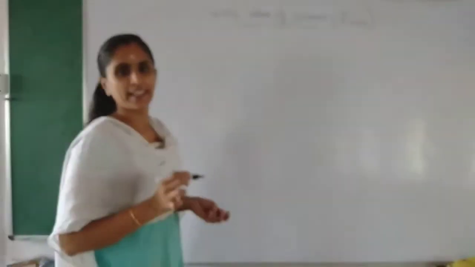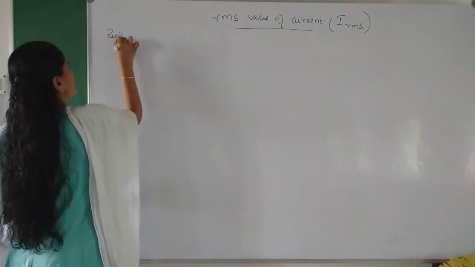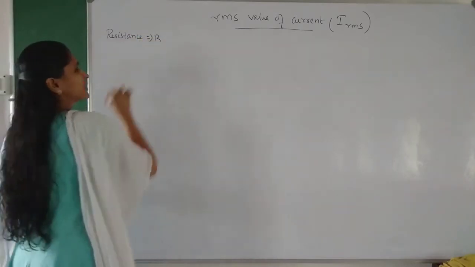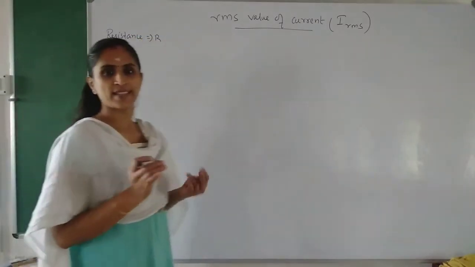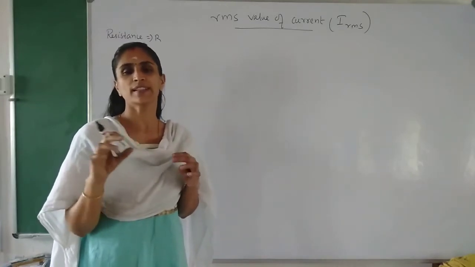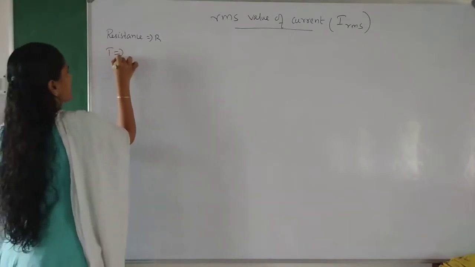So we are considering a resistor. The resistance is R. In that resistor, heat energy is produced as current flows for a time interval of T, where T is the time period.